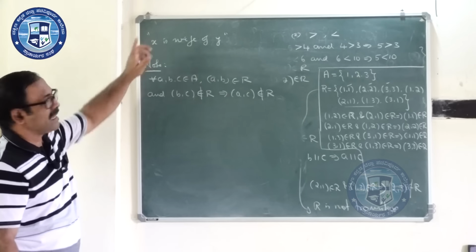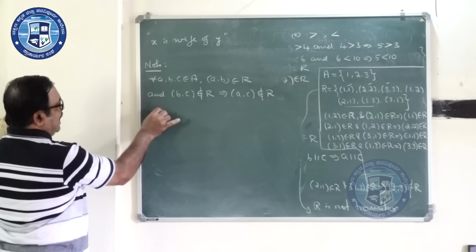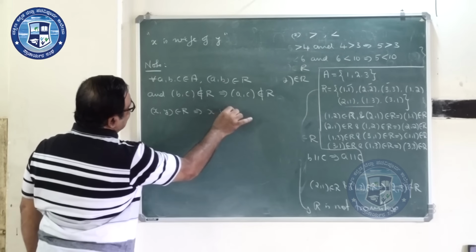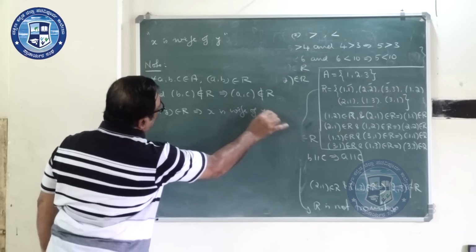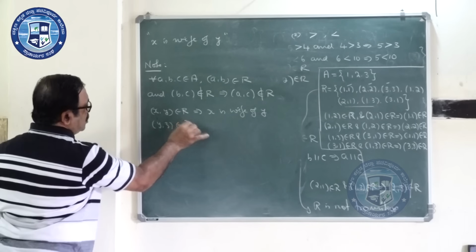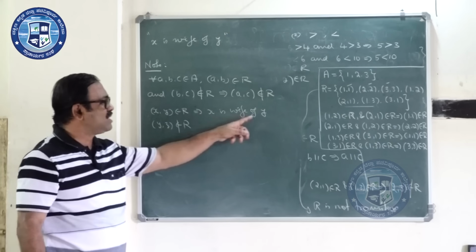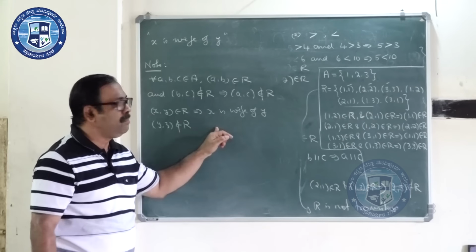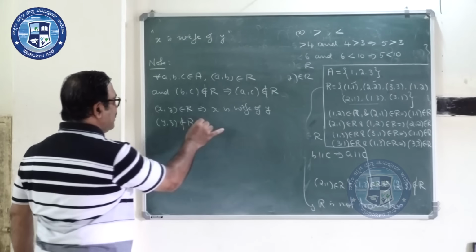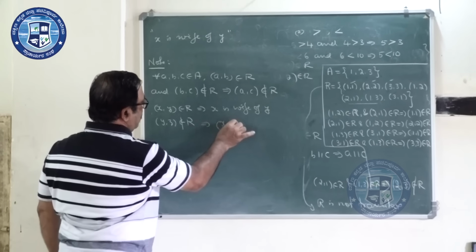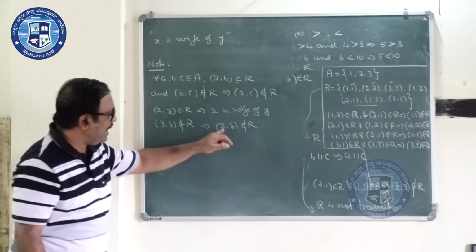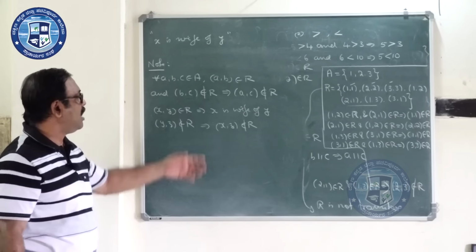Now, just go to this example. I am writing (x, y) belongs to R. Means what? X is wife of Y. What about this? (y, z) does not belong to R. See, when X is wife of Y, Y cannot be wife of somebody. Therefore, (y, z) does not belong to R. This implies (x, z) does not belong to R.